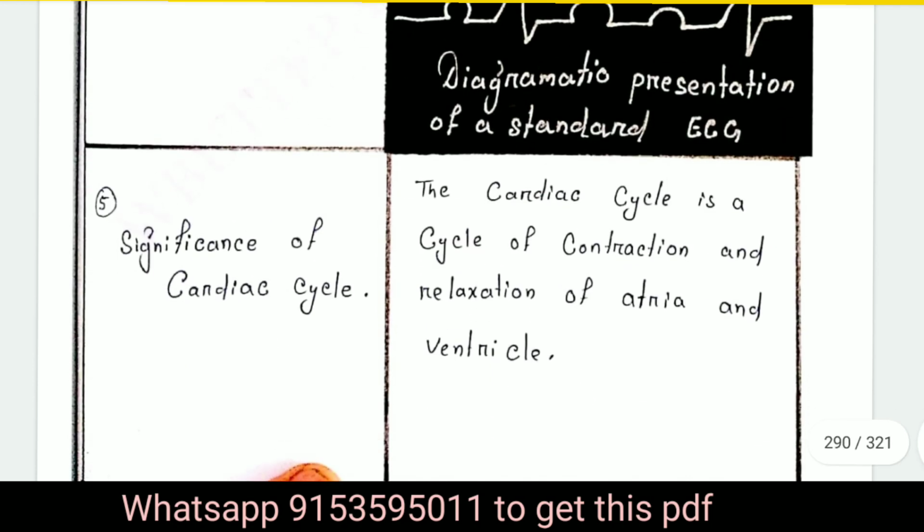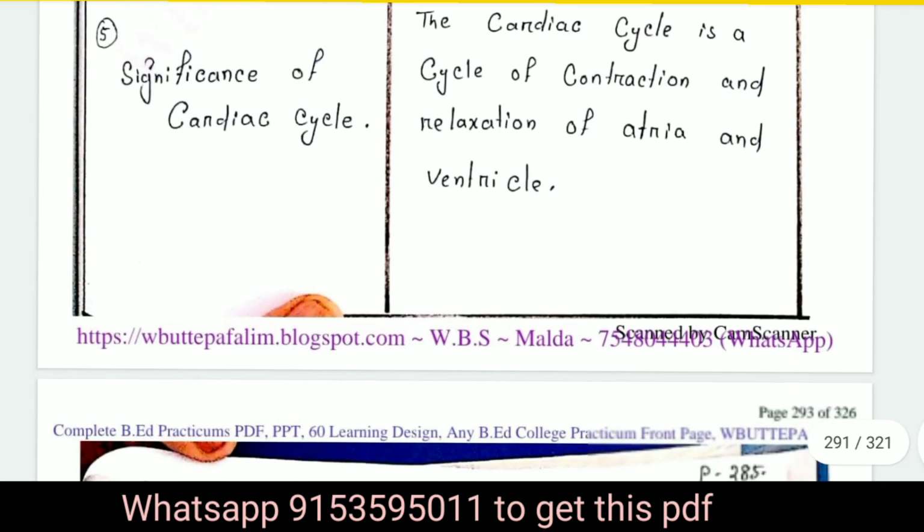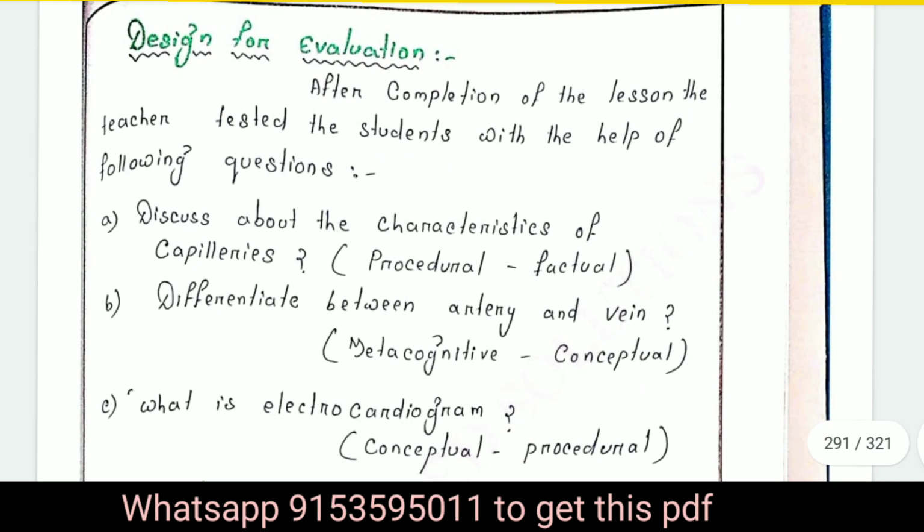Significance of cardiac cycle: the cardiac cycle is a cycle of contraction and relaxation of atria and ventricles. Design for evaluation. Some of the questions are as follows for evaluation.